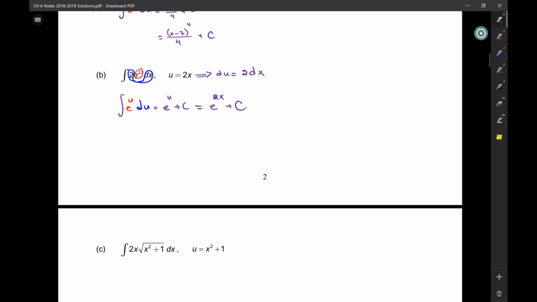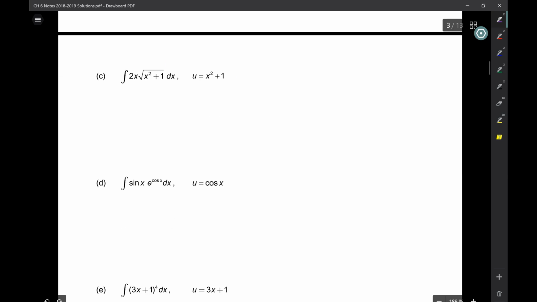Let's do one more. Okay, so look at how complicated this one is. You always want to go into the inside function. So the u is going to be the inside of the root, x squared plus 1. So go to the more complex function and take the stuff inside. So u is x squared plus 1. That means du is what? 2x dx.